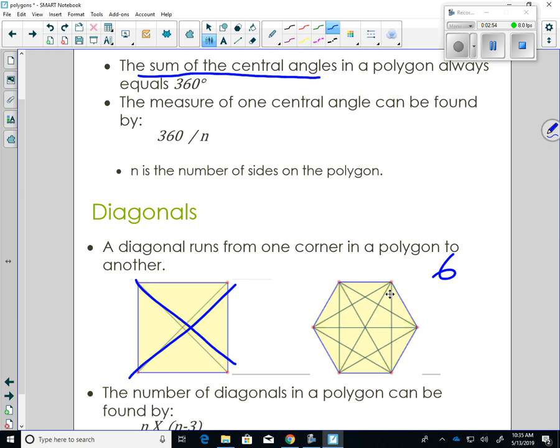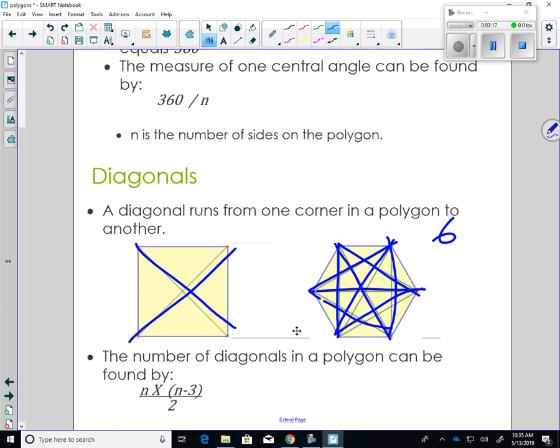Now, should we count them? Where should I start? 1, 2, 3, 4, 5, 6. Now, that one I've already got. 7, 8. That one I've got. That one I've got. 9. Are there any others? So in a 6-sided figure, there are 9.